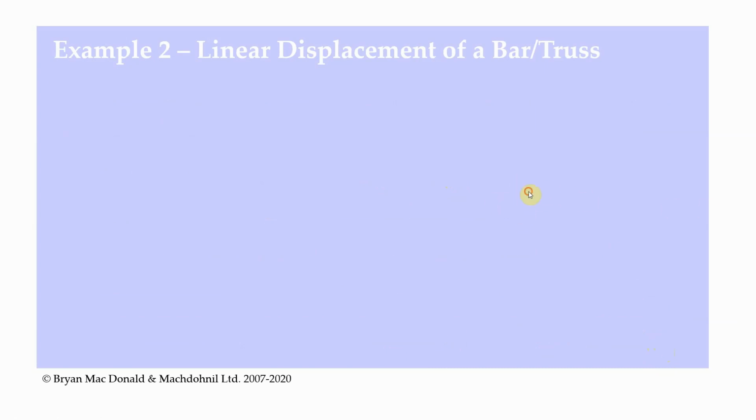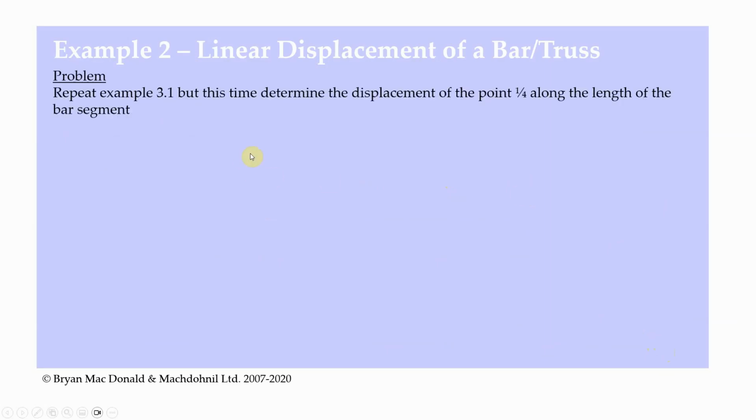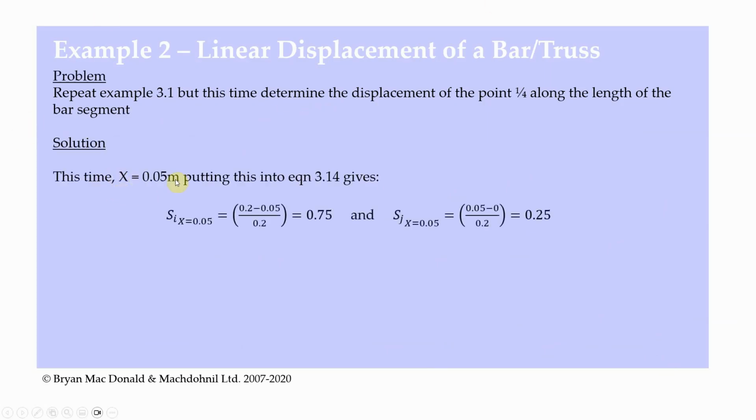In this case, the problem is to repeat the previous example, but this time determine the displacement of the point a quarter of the length along the bar segment. So this time, x is equal to 0.05 instead of being equal to 0.1 as it was the last time. Basically everything stays the same, but we just change that value in our shape functions. In this case we get si is 0.75 and sj is 0.25.